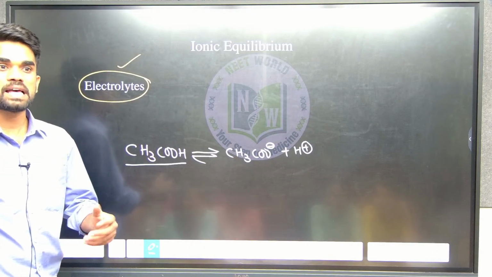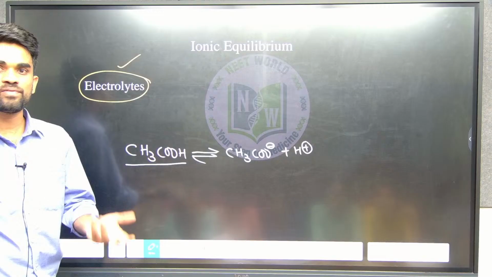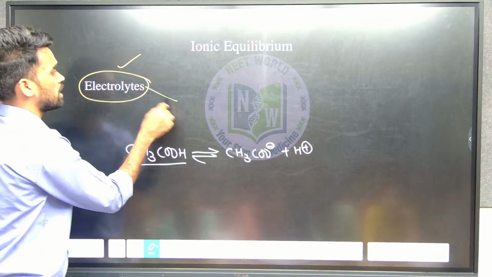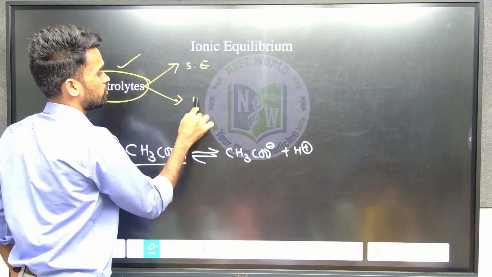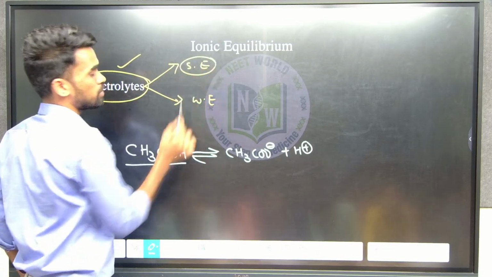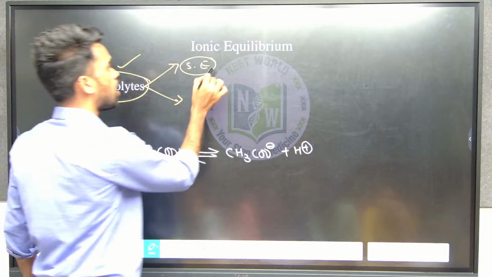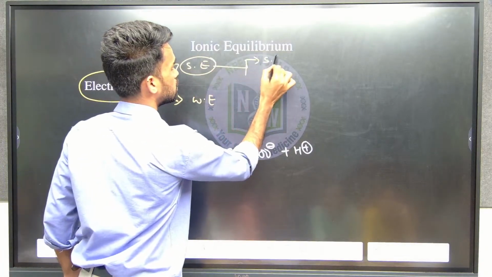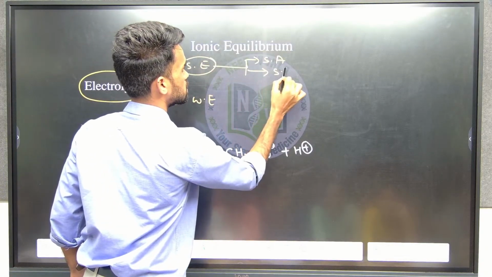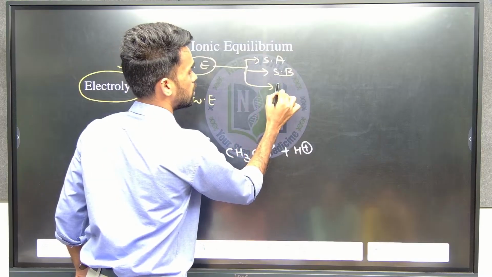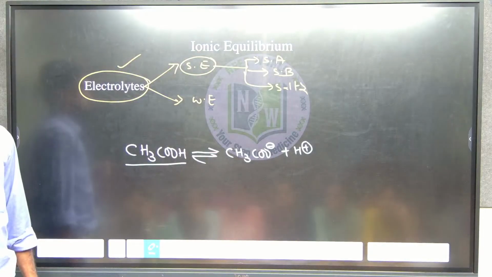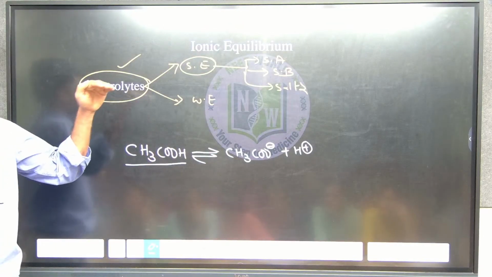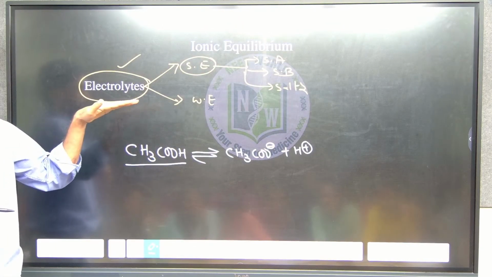Substances which allow passage of electricity through them. Okay. So these electrolytes are of two types: strong electrolytes and weak electrolytes. So what are the examples for strong electrolytes? All strong acids, all strong bases and all salts. Strong acids, strong bases, salts.